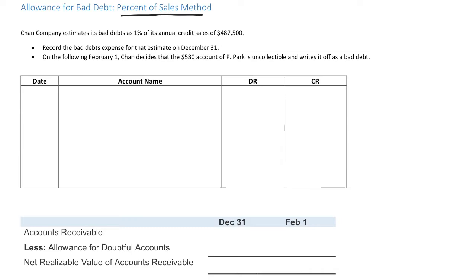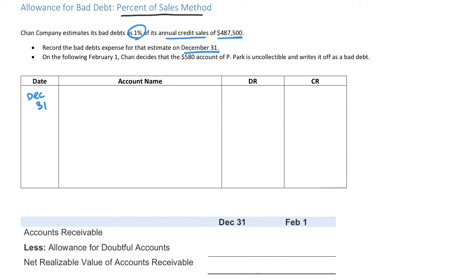So in this example it says that Chan Company estimates that 1% of its credit sales will be uncollectible. So 1% of its annual credit sales are uncollectible. So our first goal is to record the bad debt expense on December 31st. So I'm going to go ahead in my journal entry and write December 31st. And this is our overall simplest method.